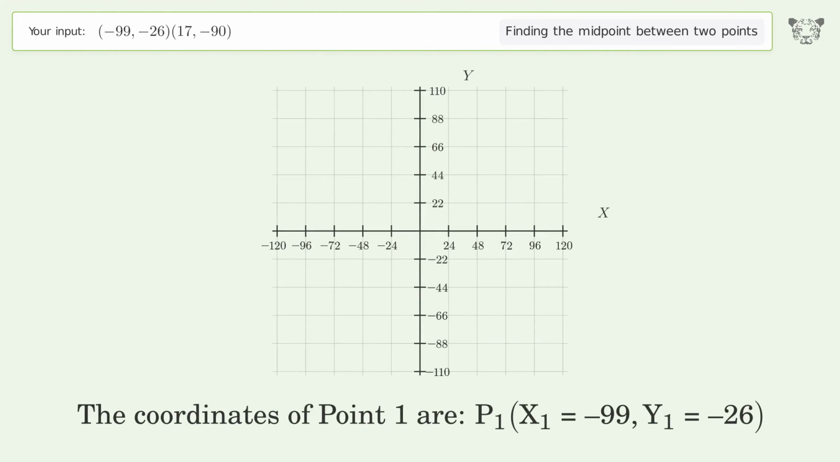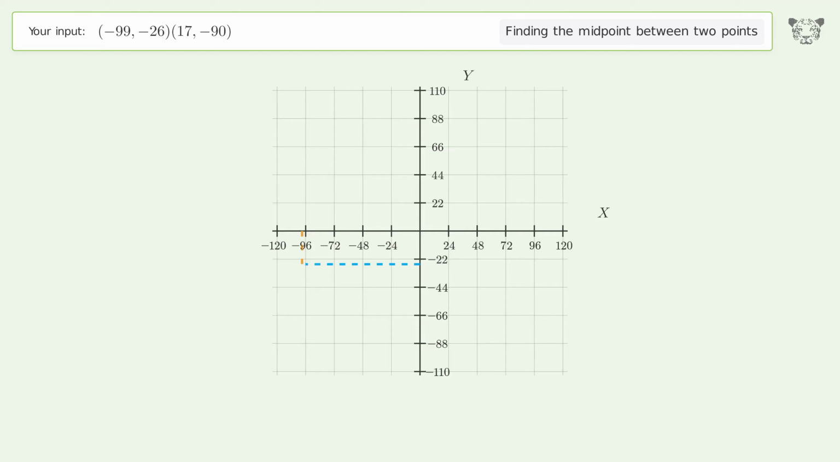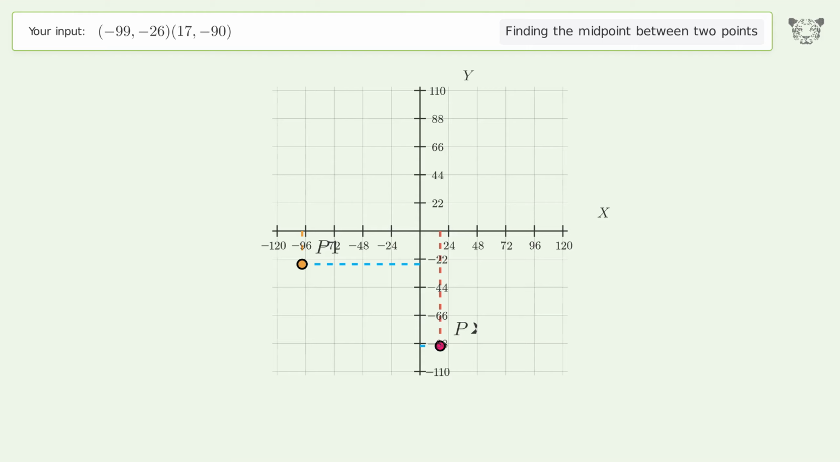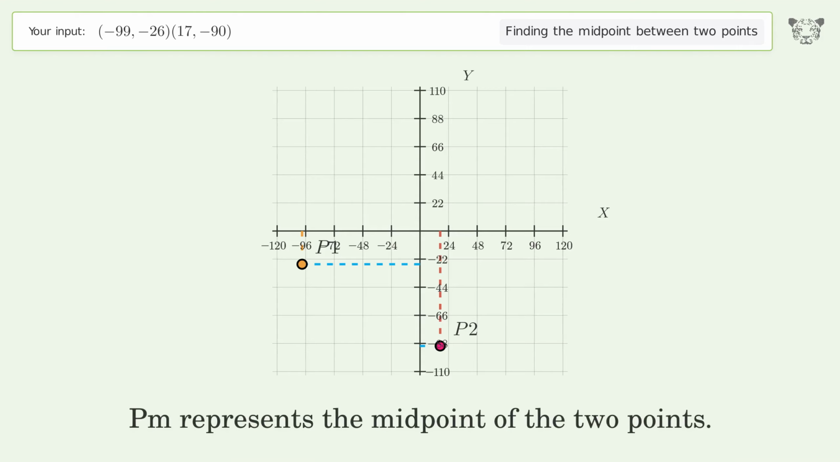The coordinates of point 1 are x1 equals -99, y1 equals -26. The coordinates of point 2 are x2 equals 17, y2 equals -90. PM represents the midpoint of the 2 points.